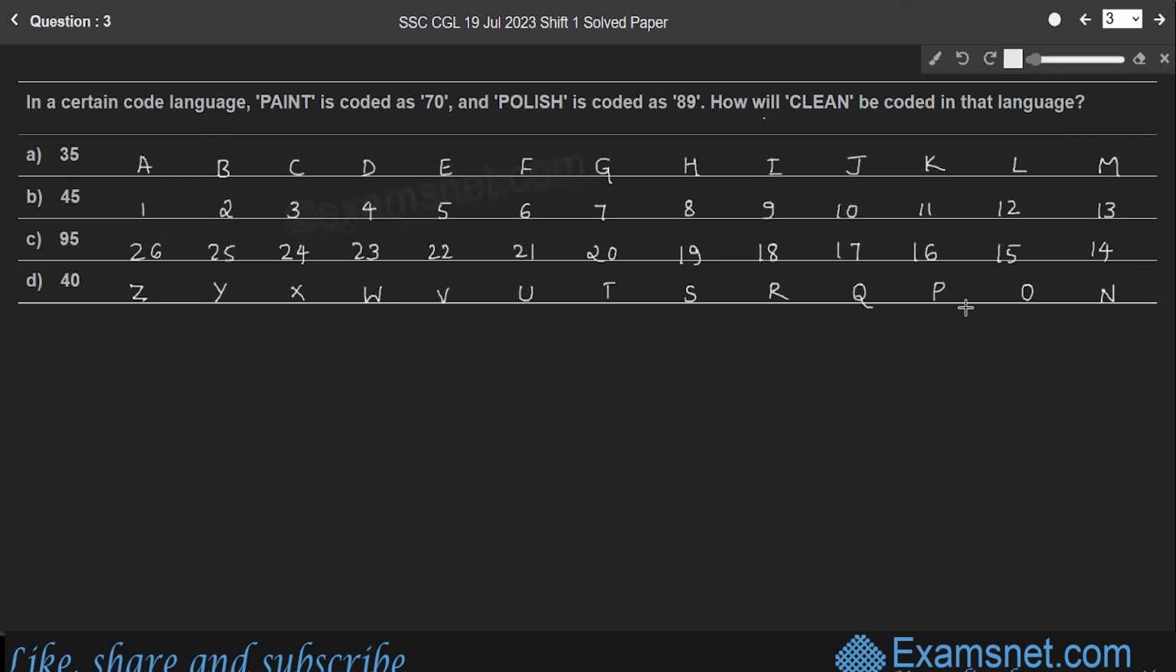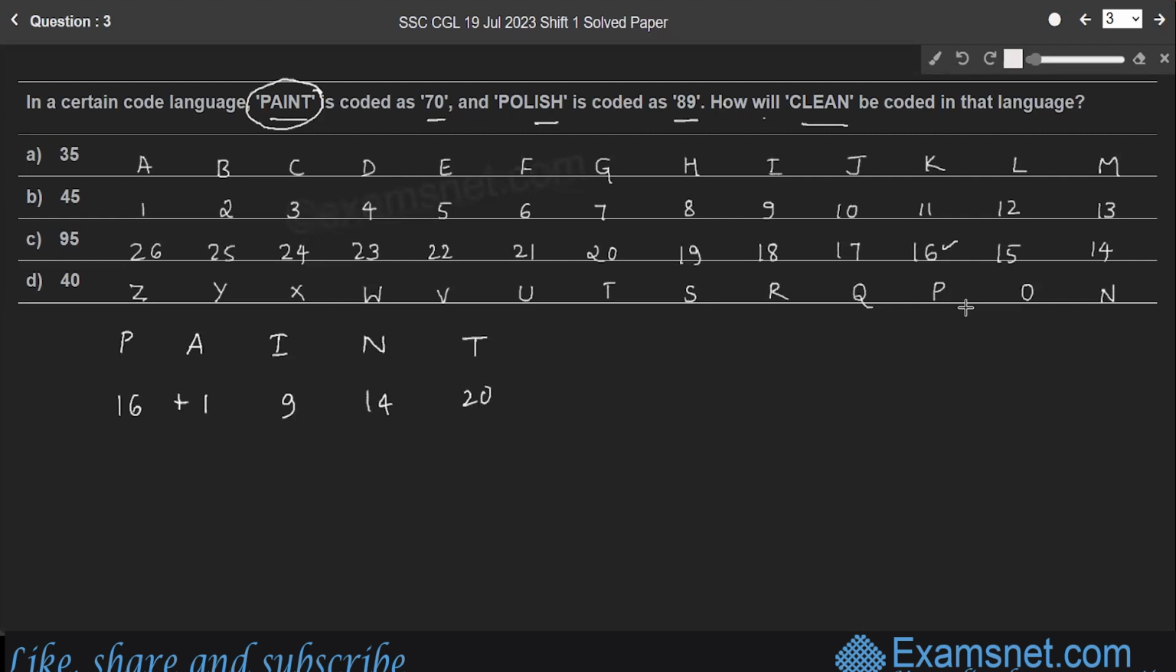Question number 3. In a certain code language, paint is coded as 70, polish is coded as 89. How will clean be coded in that language? Here, students, the word is paint. So it is coded as 70. So let us write the letters of the word paint, right? And take the positional values of these letters. So the positional value of P is 16, A is 1, I is 9, N is 14, T is 20, right?